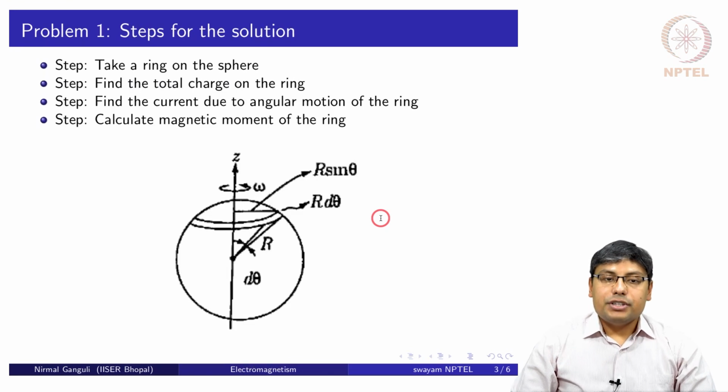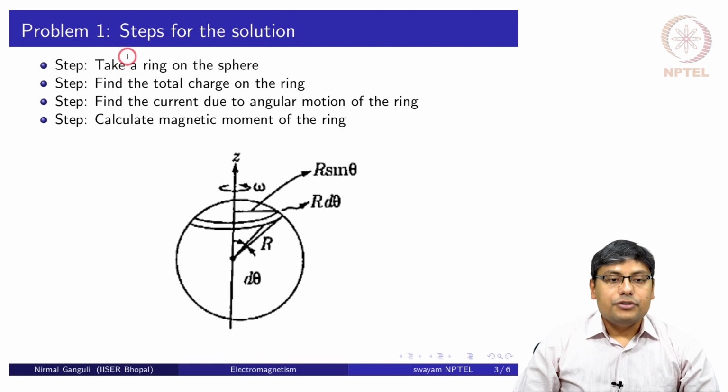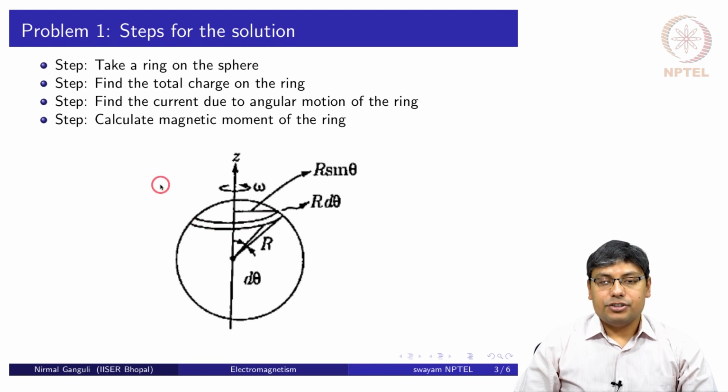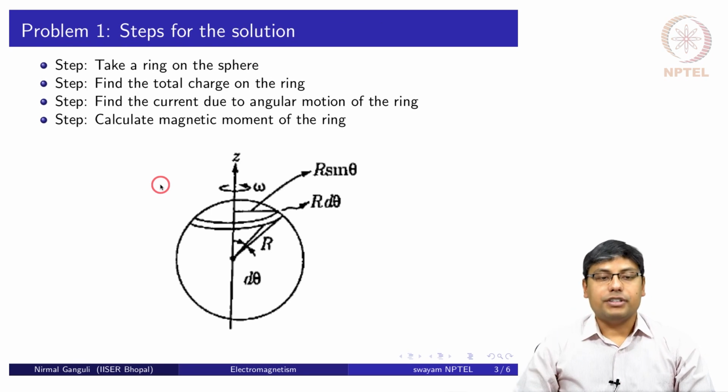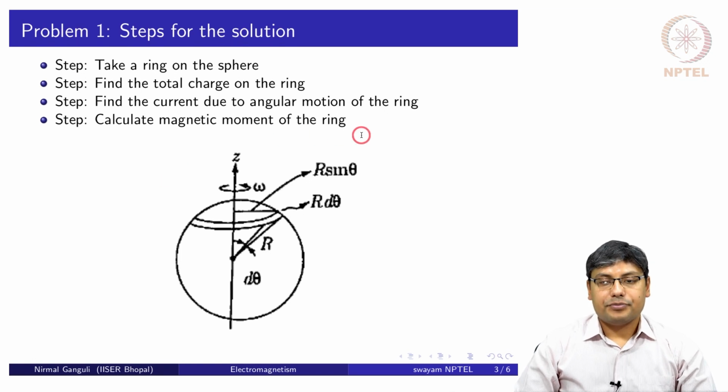So what are the steps involved in solving this problem? You are supposed to take a ring on the sphere first, the ring that is shown here in the picture, and find the total charge on the ring. And then when you have this angular motion of the ring, you are supposed to find the current due to that motion of the ring. Then calculate the magnetic moment of the ring. Here you can pause the video, try solving the problem yourself and restart the video if you need hints.